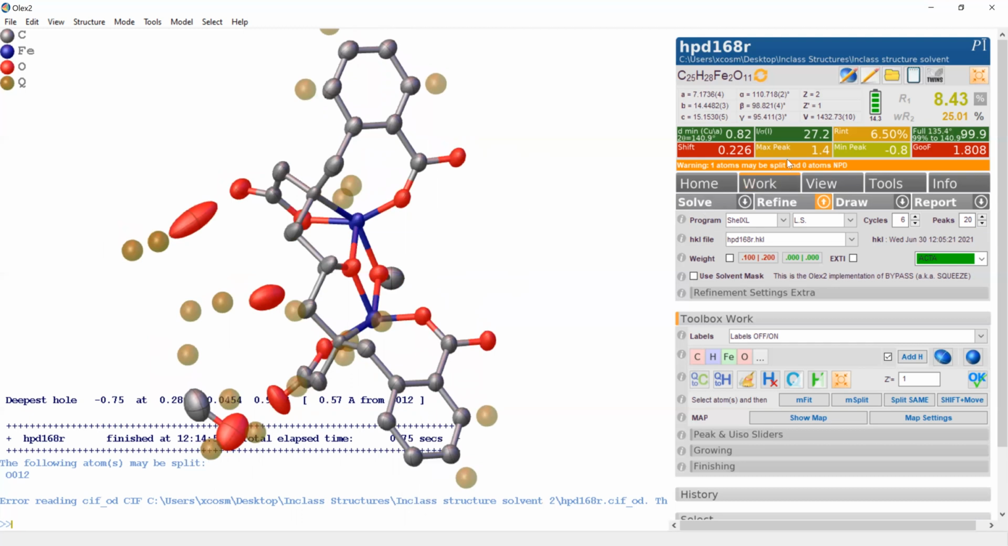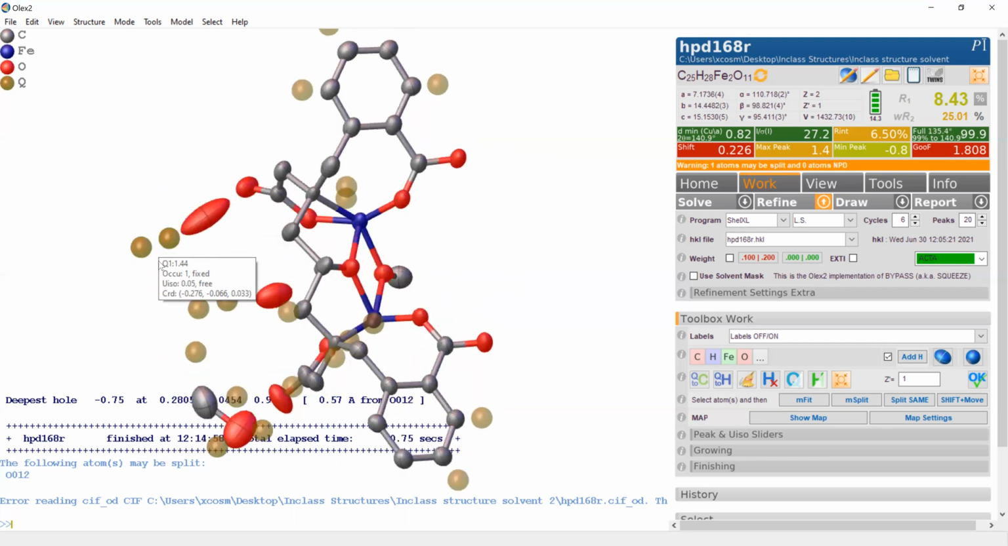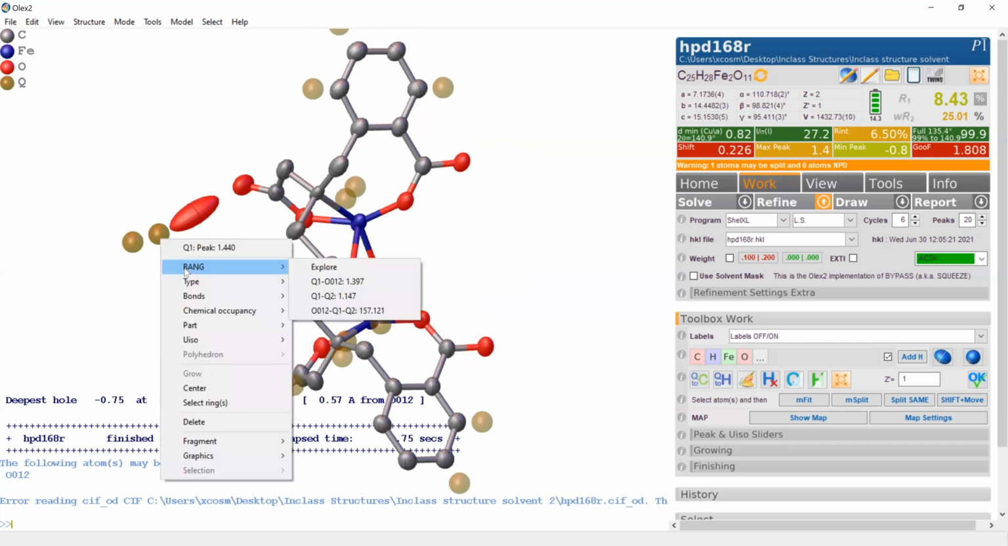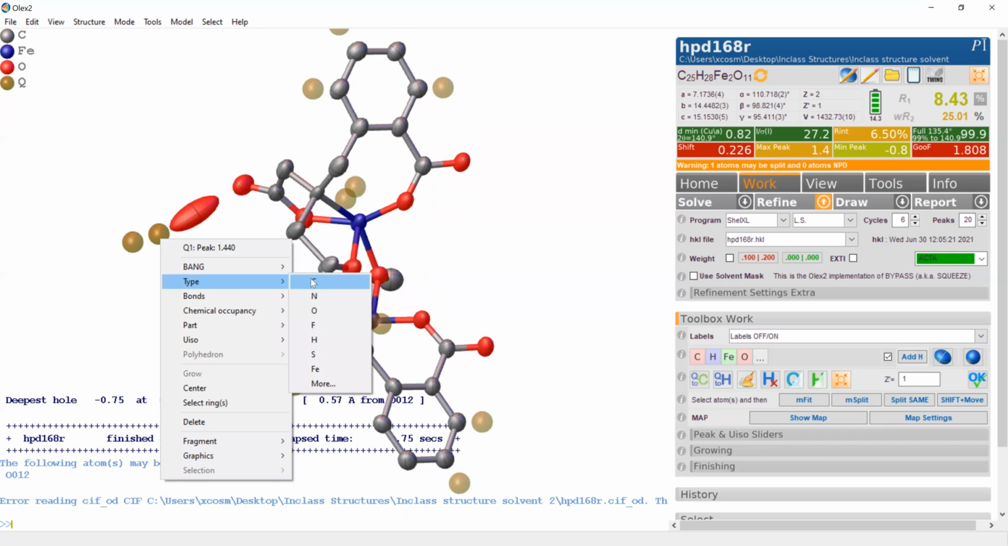So now we still have a max peak of about 1.4, and that's this here, which is about 1.397 from O12. So Q1 has a bond distance of about 1.4 from O12, which would suggest that this is a carbon atom. So it's another molecule of methanol. So I'm going to change it to carbon.